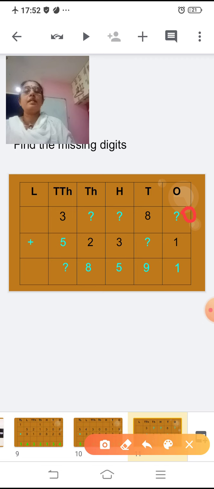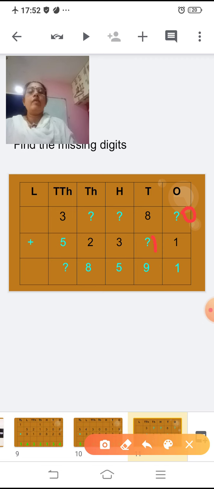Now here 8 and 9. The sum, that is the number 9, is bigger than 8. So which number, if you add to 8, will give you the answer 9? So 8 plus 1 will give you 9. Correct? So you have to see the sum as well as the number, and you have to find out the digit, what number if added will give you the answer.